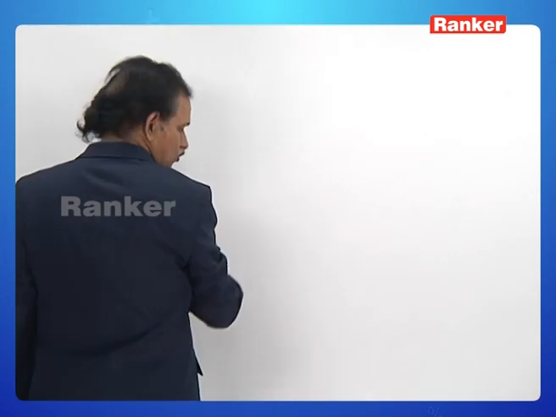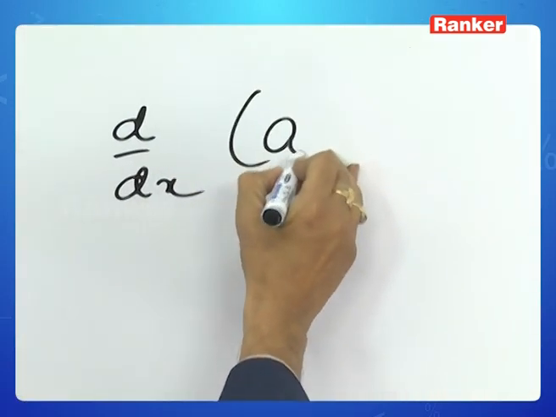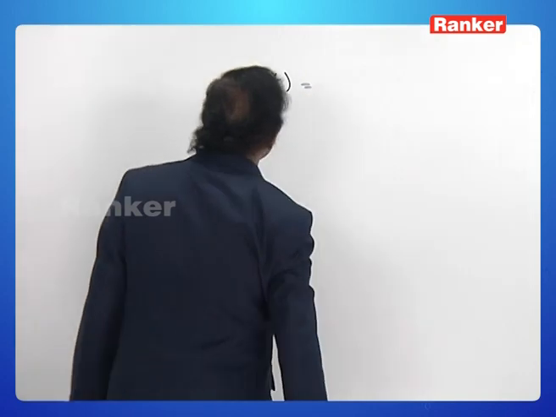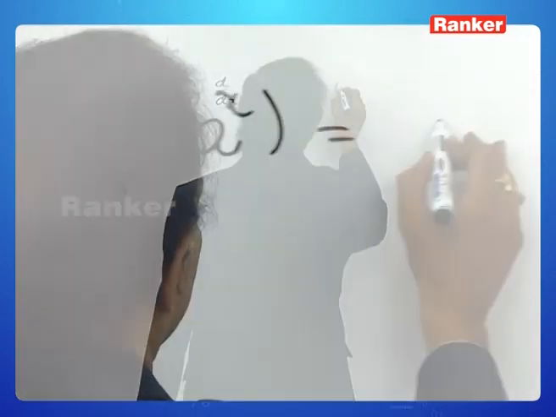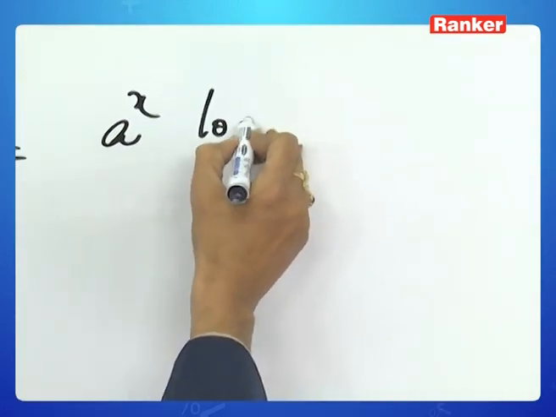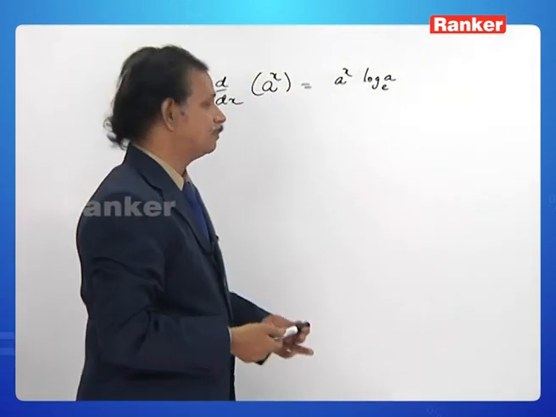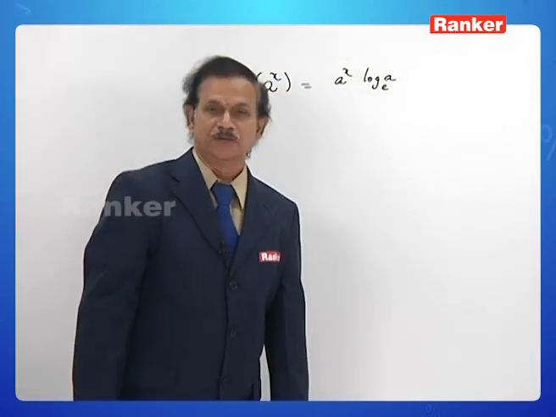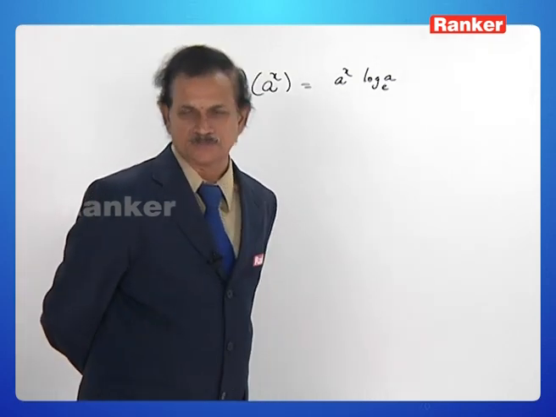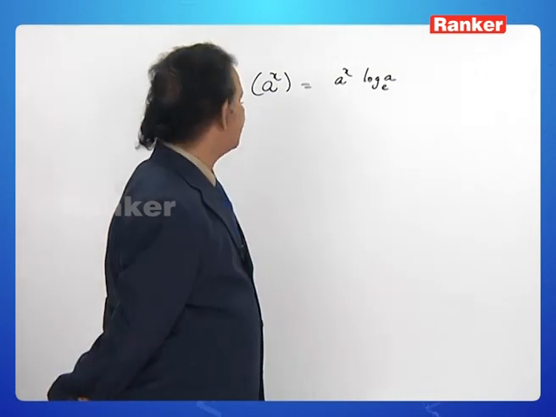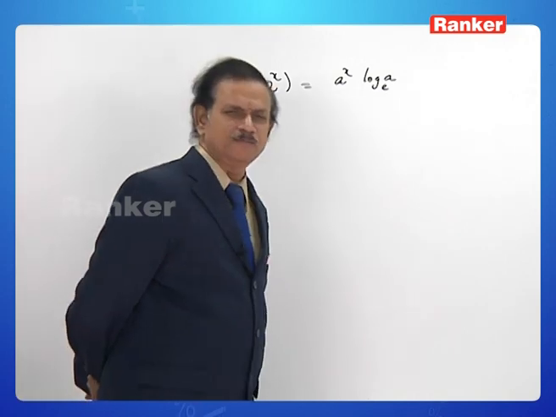Yes. The next one is the derivative of a power x, which is a power x into log a to the base e. Derivative of 2 power x is 2 power x into log 2 to the base e. Derivative of 3 power x is 3 power x into log 3 to the base e. Like that. And it is not impossible to get this formula by the usual way, limit as h tends to 0.